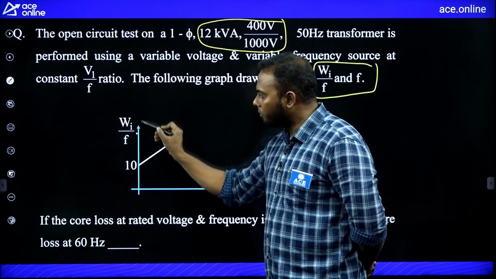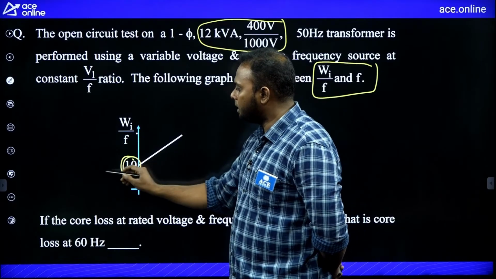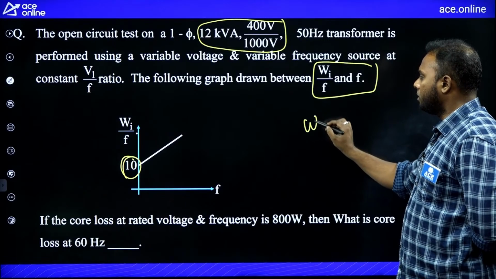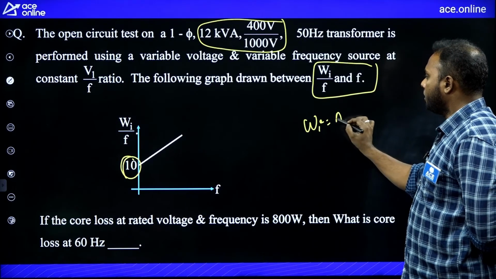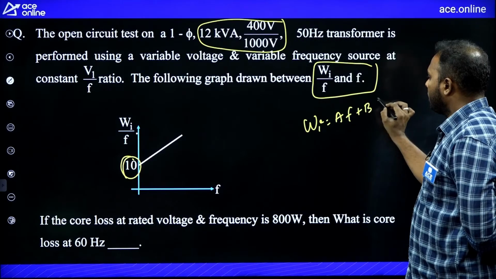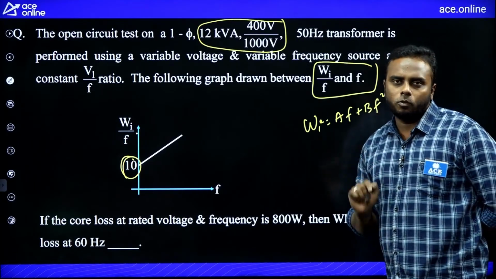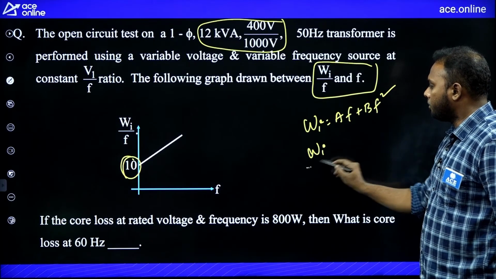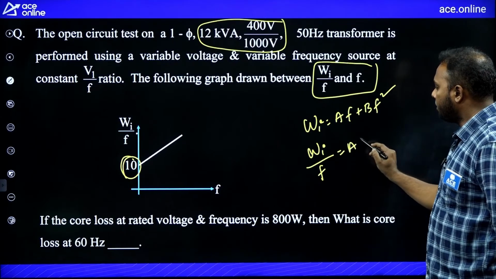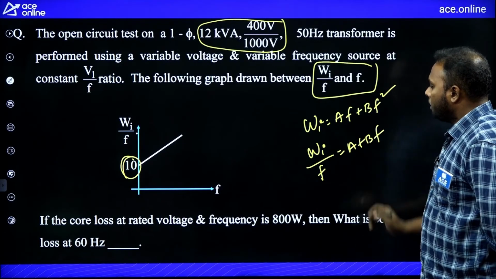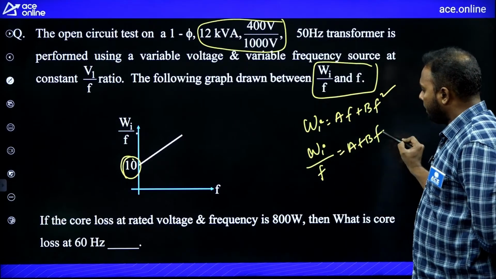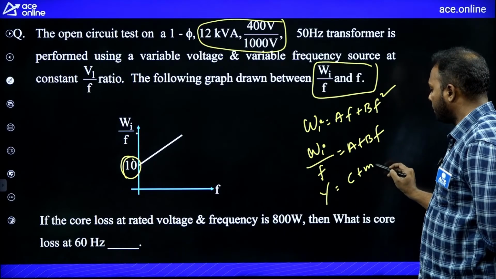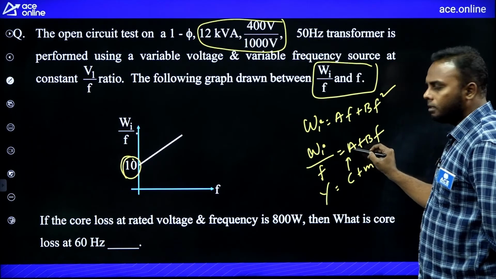Wherever it touches the y-axis, what is this value? First of all, what is the iron loss equation whenever the V by F ratio is constant? AF plus BF square. This is the iron loss equation whenever the voltage to frequency ratio is constant. From this, Wi by F equals A plus BF simply. Now Wi by F versus F is drawn, which is a straight line. If you compare this with the standard form y equals mx plus c, here c is nothing but the constant A.